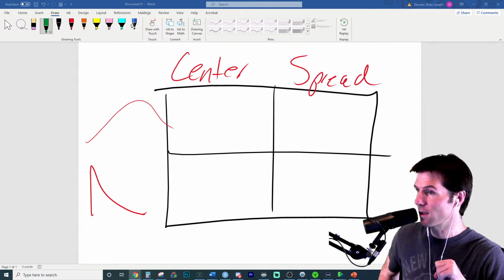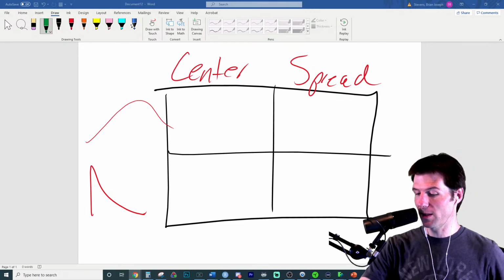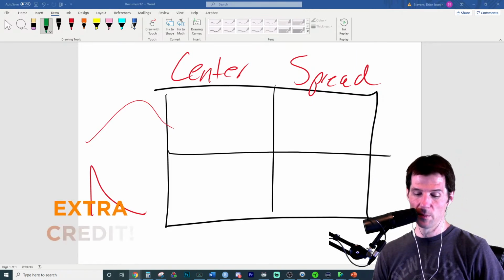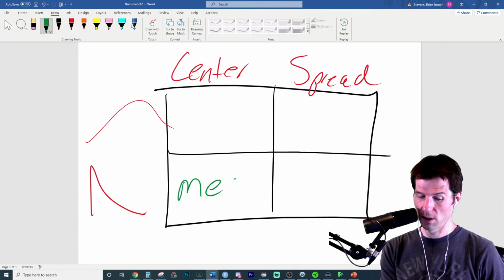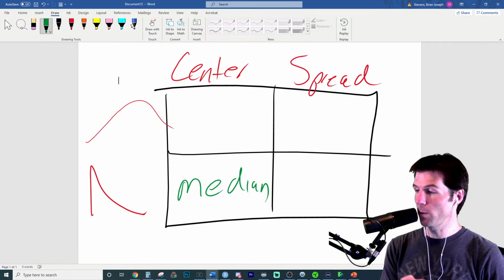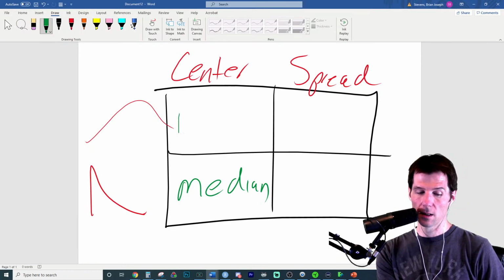I'll give some ideas. We could use the mean or the median. The median, Kiana, great job right there, and everyone 50 points. So the median right there is going to be our best measure of center when it's skewed. Now, if it's not skewed, people generally just use the mean.